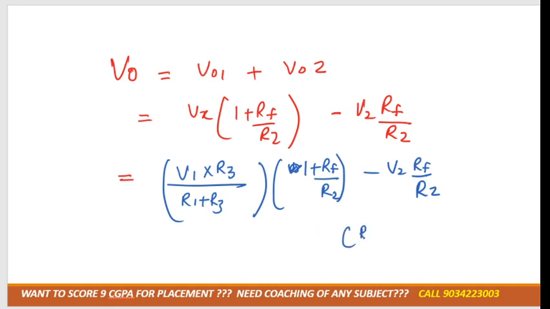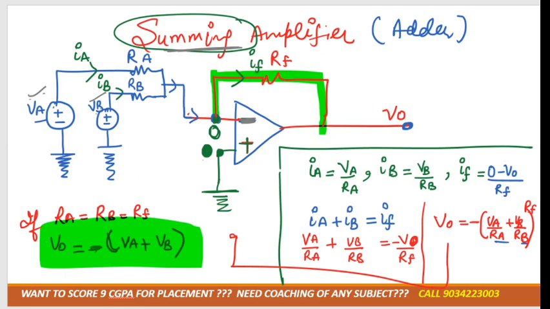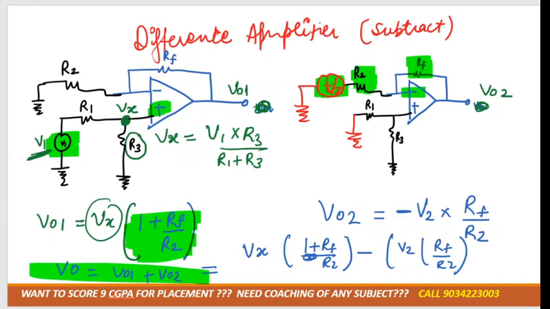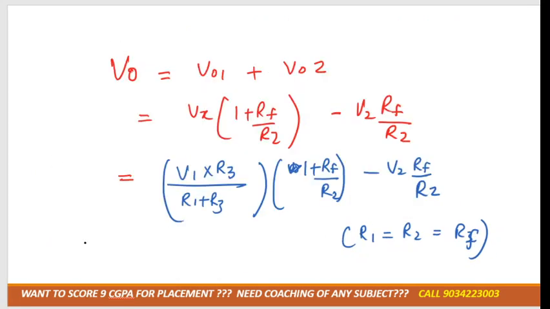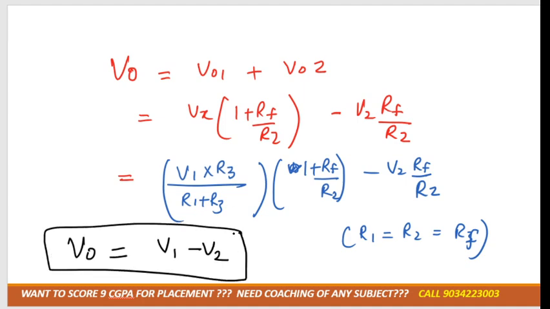If I consider R1 equal to R2 equal to Rf, like see the diagram, all three resistors are the same, then what do we get as the final value? V0 would be equal to V1 minus V2. That is exactly the difference of the two voltages.